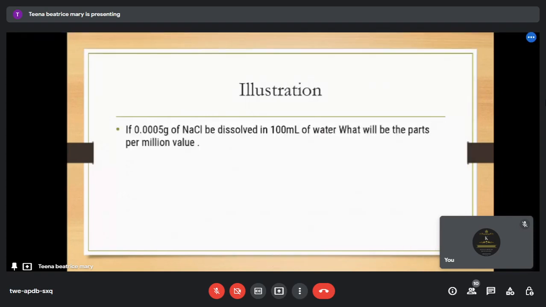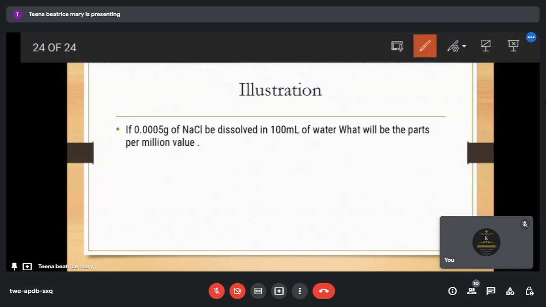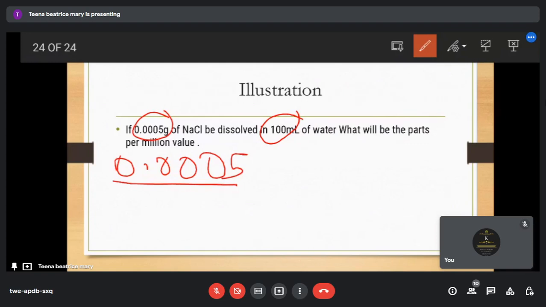Next. So do this one. 0.0005 gram of NaCl be dissolved in 100 ml of water. What will be the parts per million value? So again same formula: 0.0005 divided by 100 ml into 10 power 6.